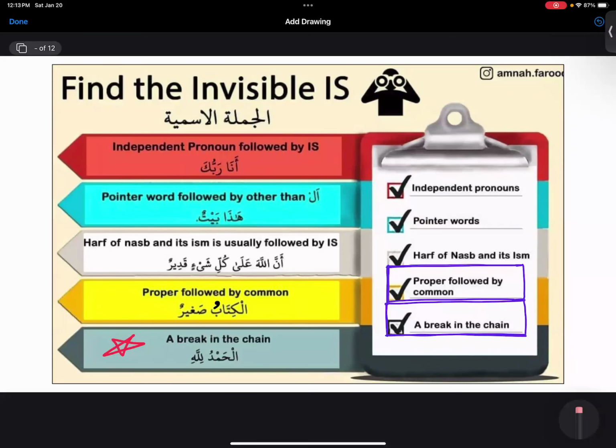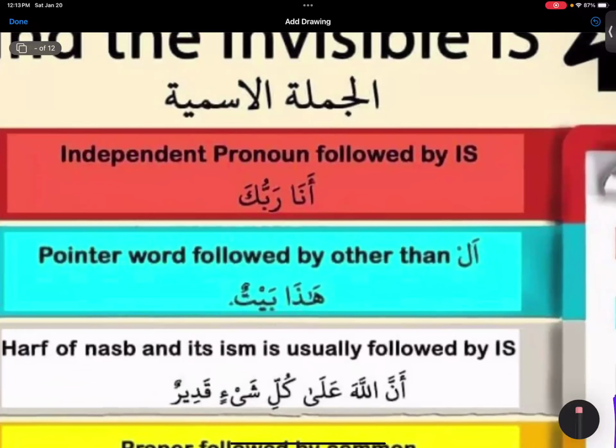So if it is ana rabbuka, how are we going to translate? What does ana mean? I am, and you're going to put am as well, right? Why? Because this is an independent pronoun. So whenever I have an independent pronoun, my is, are, am will go after it. So ana, and now what is rabbuka? Your Lord. I am your Lord. That was Firon talking. So now ana is my mubtada, and rabbuka is the khabar.